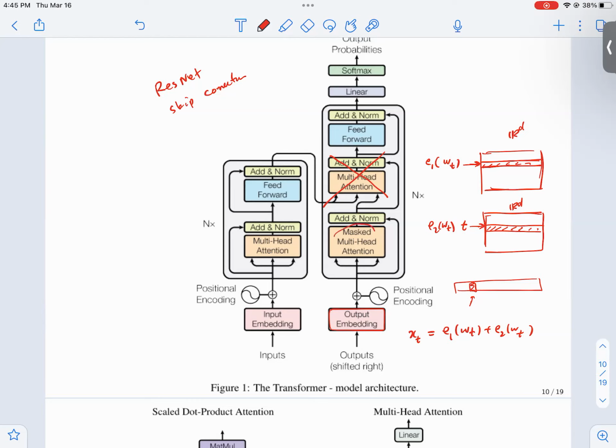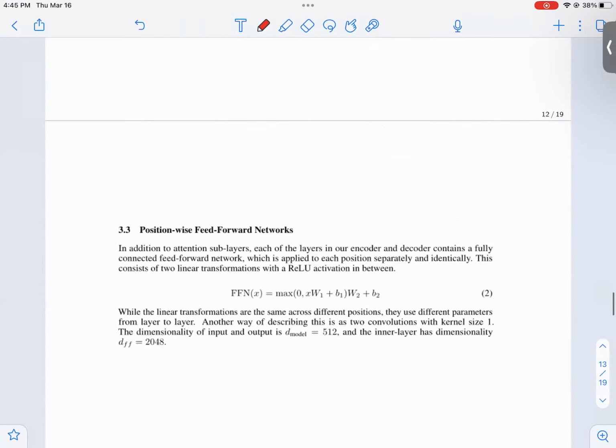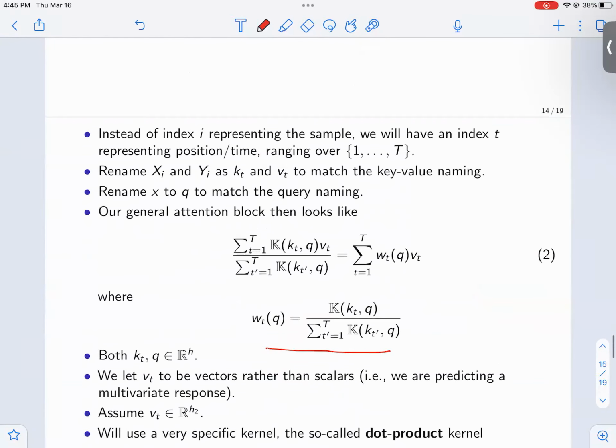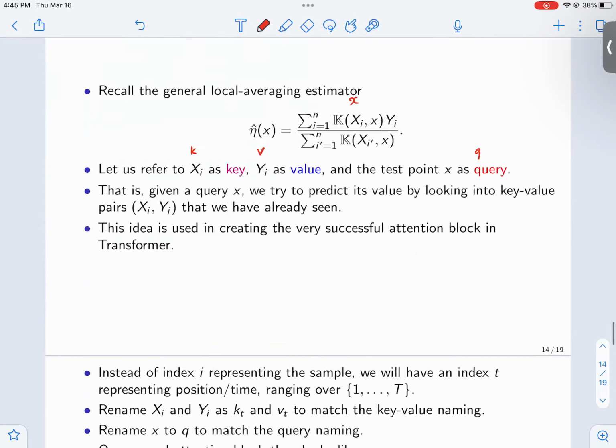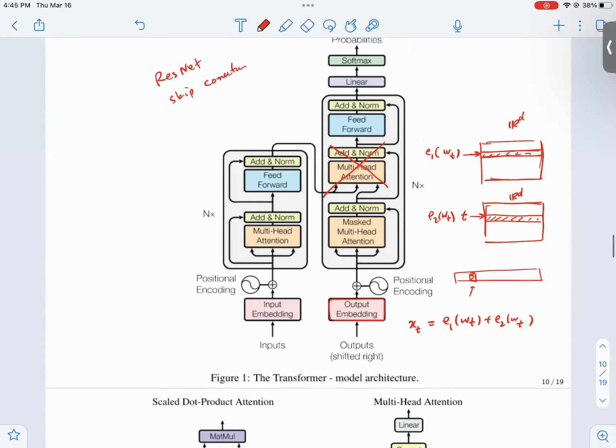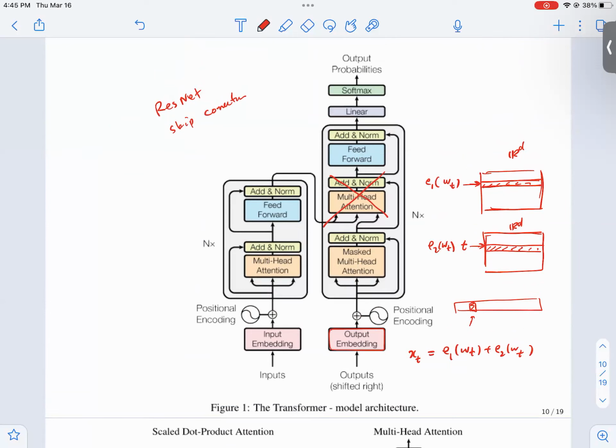And the masked part is, I just want to talk to the positions that are before me. So I'm going to mask the information here. I'm going to average over everyone that's before me. I'm not going to use the information of the words that are after me. If you don't do it, you lose the causality. You're looking ahead. So that's the mask part. But the rest is really just repeating this procedure.